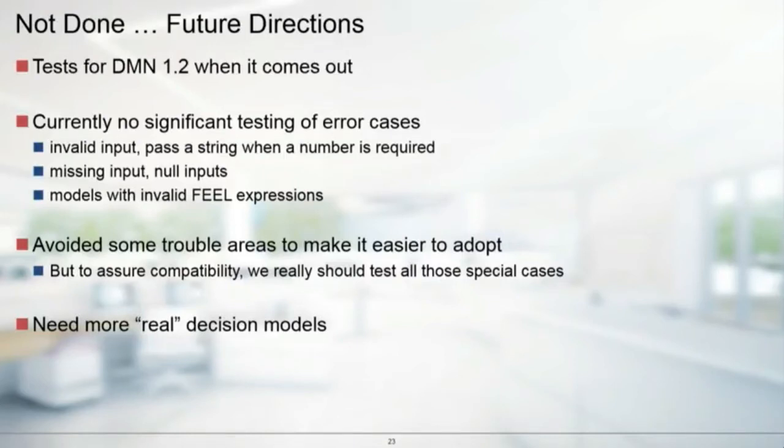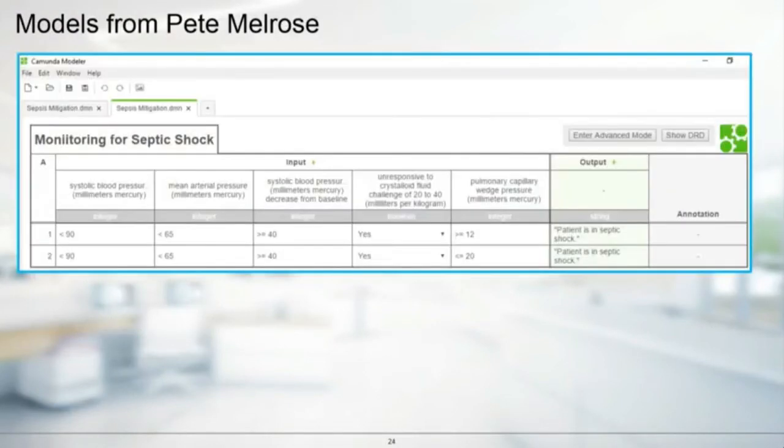But I think the real area where we'll move forward in the next year is on more real decision models. What do I mean by that? Well, Pete Melrose has joined the group recently, and he is working currently in the health industry. And so he had a problem that he needed to express some way, to express a certain decision. And he had tried a couple other approaches. He found out about DMN. And so he's coding these up as DMN.